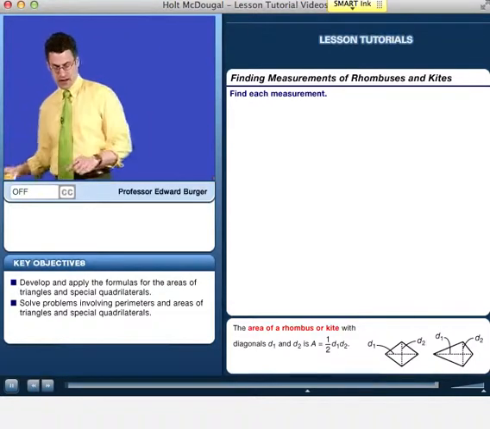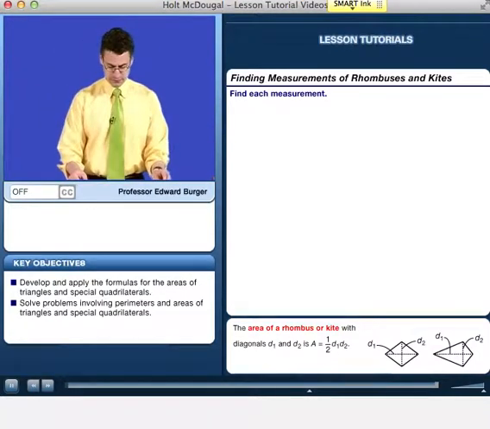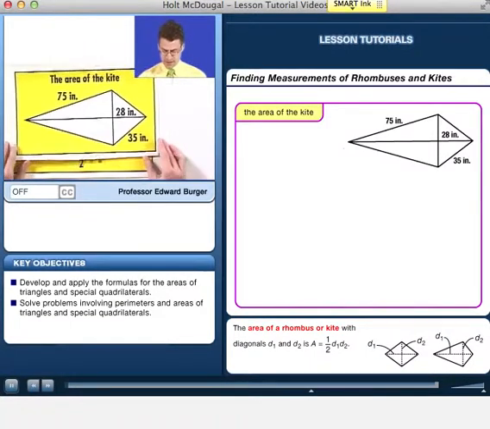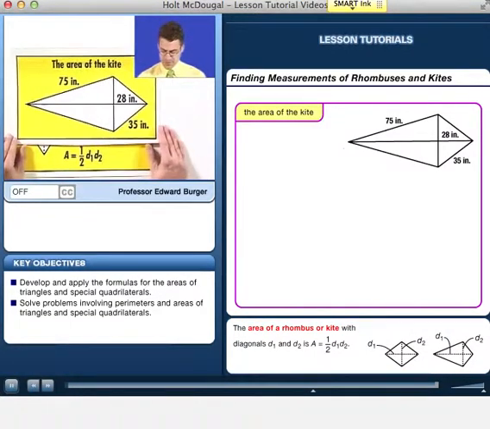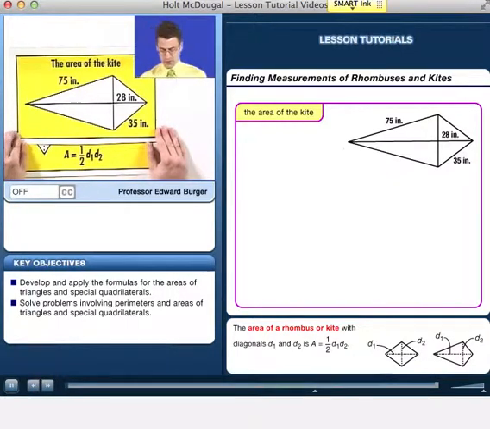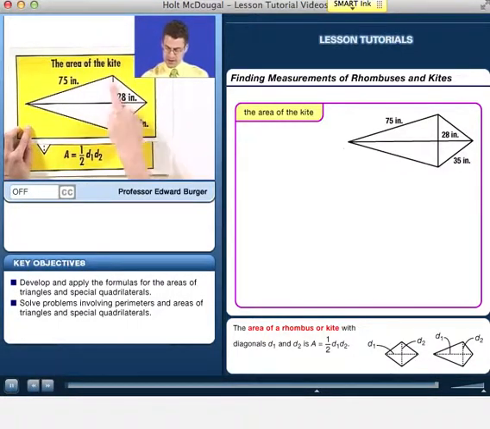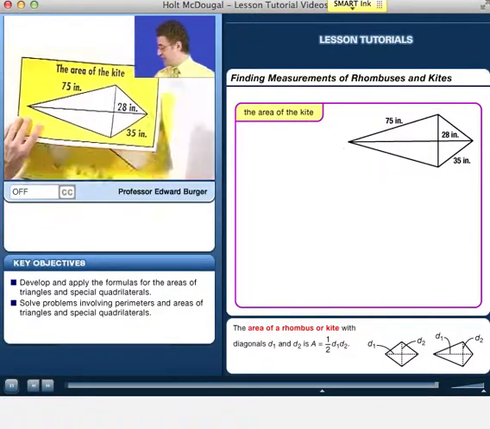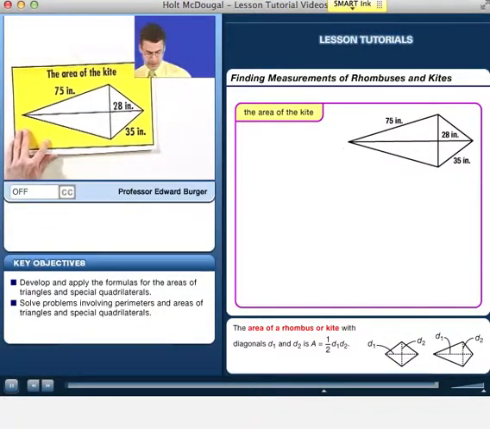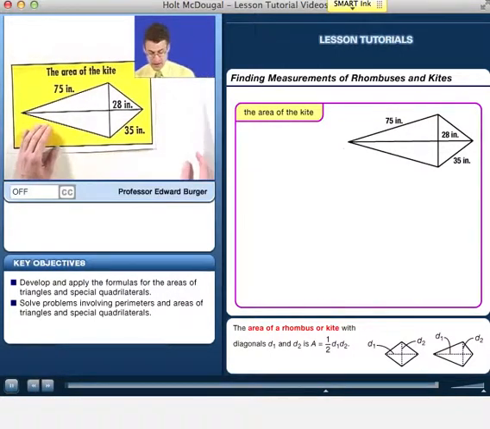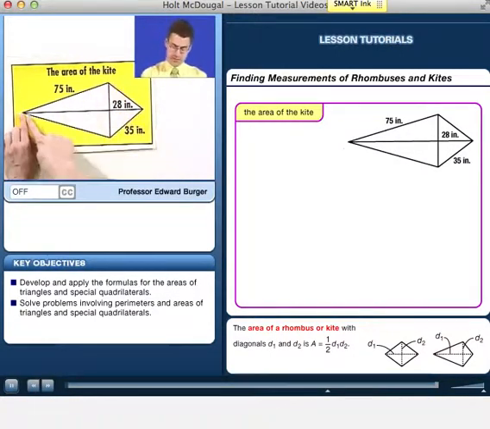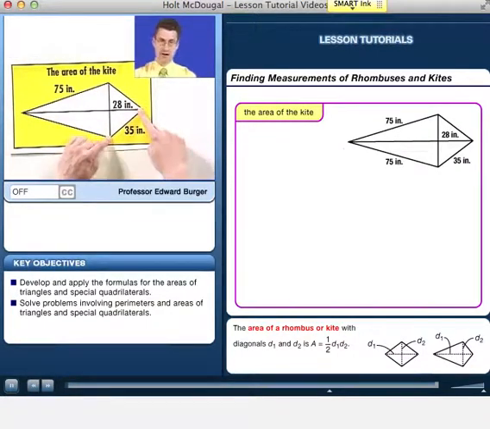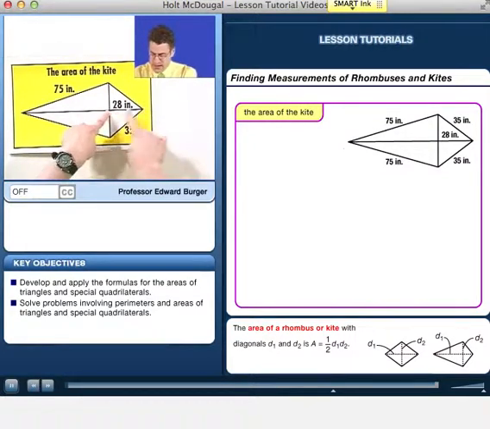Let's consider the kite issue. So let's find the area of the kite. We know the formula. The formula is you just take 1/2 the product of the diagonals. But look what we've got here. We don't have a lot of diagonals. In fact, if you look at it carefully, this doesn't look good at all. I know that this is 75, which, by the way, means this is 75. I know this is 35, and since it's a kite, I know this is 35. I'm told that this little teeny length right in here is 28.